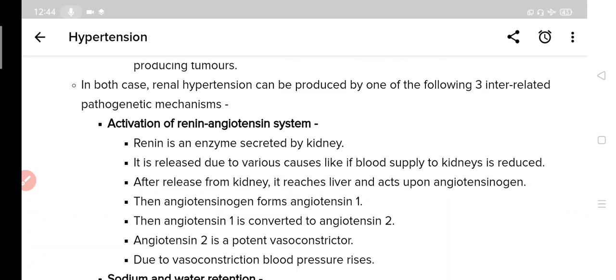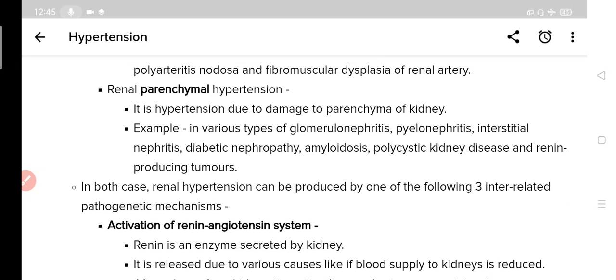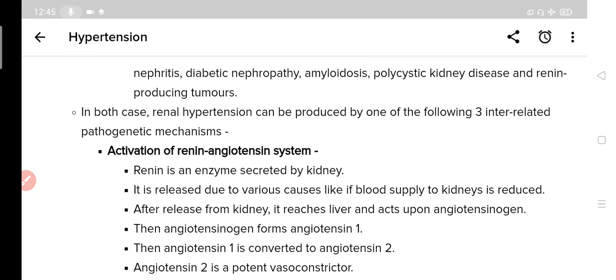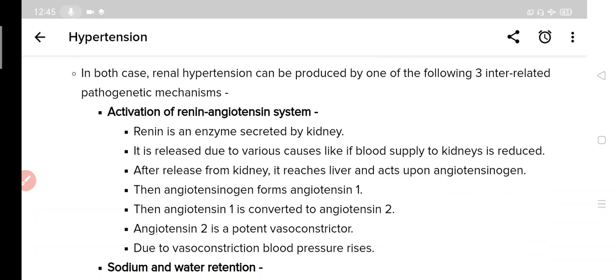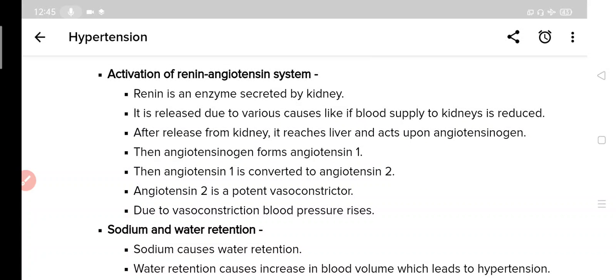In both of the above cases, renal hypertension can be produced by one of the following three interrelated pathogenetic mechanisms. So in both renal vascular hypertension and renal parenchymal hypertension, there are three mechanisms proposed which can cause hypertension, and they are not separate, they are interrelated. That means they work with one another to produce hypertension. First one is activation of renin angiotensin system. This is the hormone we were talking about earlier.